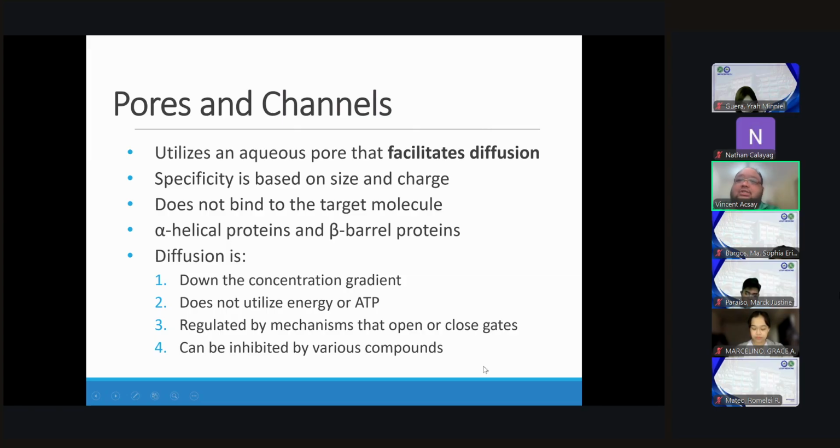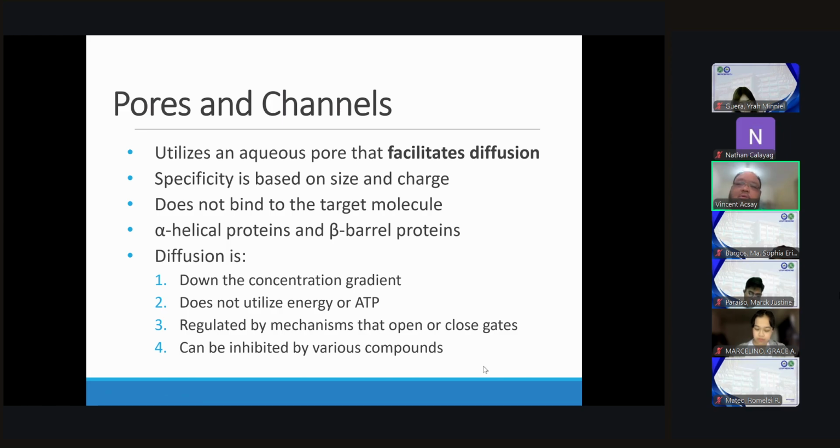So when we talk about pores and channels, it utilizes an aqueous pore that facilitates diffusion. It is fairly specific, that specific pores only will allow certain things, and that specificity is based on their size and charge. Again, it does not bind to the target molecule, and it presents in alpha helical proteins and beta barrel proteins.